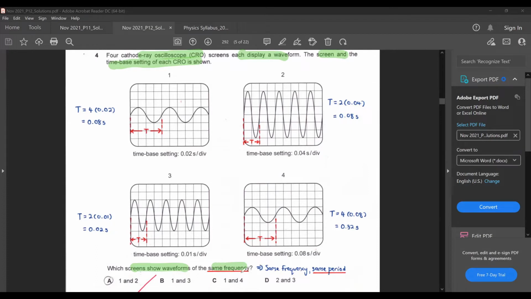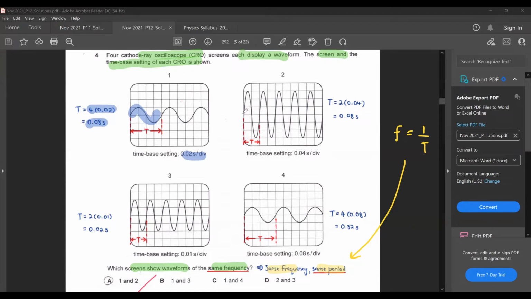Okay. Now, one of the things you would know is that because frequency is the reciprocal of period, if you have same frequency, you're obviously going to have same period. So the thing here is that you want to look at the period on your CRO screen right now. So try to identify a period in each of the screens. This is one period. So it's 4 boxes, 4 divisions. So one division is 0.02. So this one is 4 times 0.02, giving you 0.08 seconds.